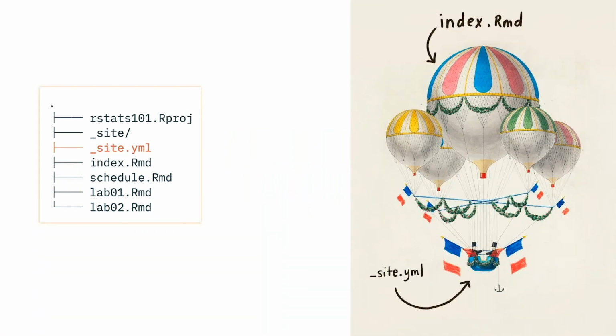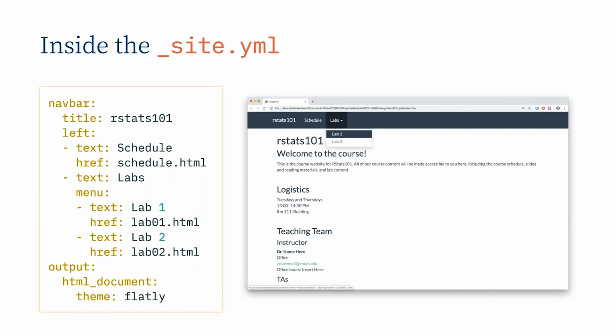The next file is _site.yml, and this is new. This file is in charge of tying all of the pages together, and it's a site configuration file written in YAML. Let's take a look inside of that. The first thing you may notice is that this is a YAML file, so there are no fences.